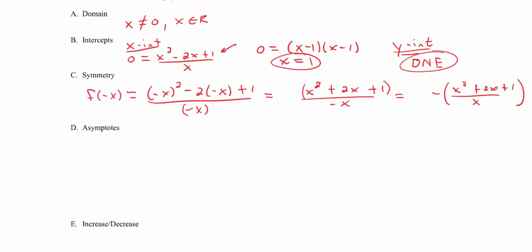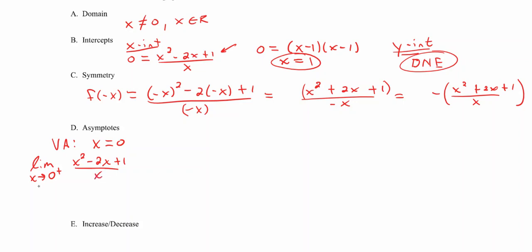Okay, asymptotes. Our asymptotes here, we have a vertical asymptote at x is equal to 0. That's where we're dividing by 0. So let's figure out what's happening at that vertical asymptote. Is it going to positive infinity or negative infinity? So I'll take the limit as x approaches 0, and I'll do from the right first, of x squared minus 2x plus 1 over x.